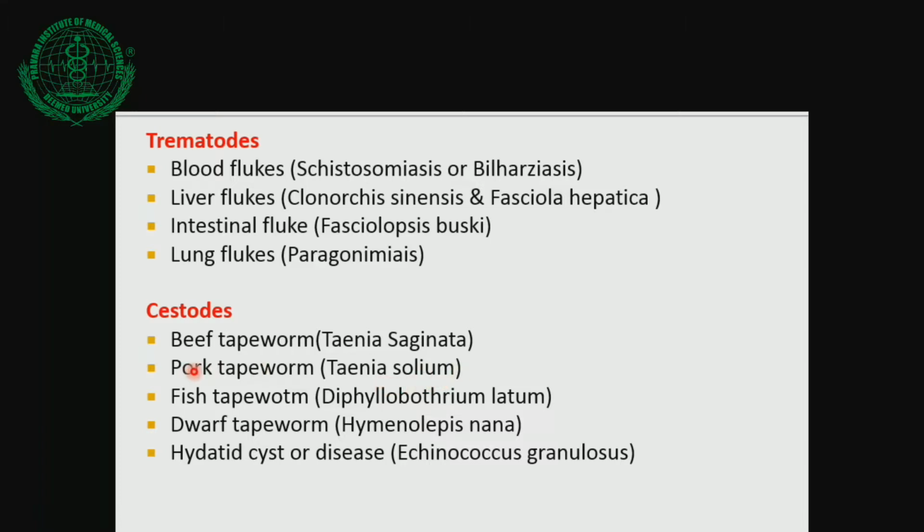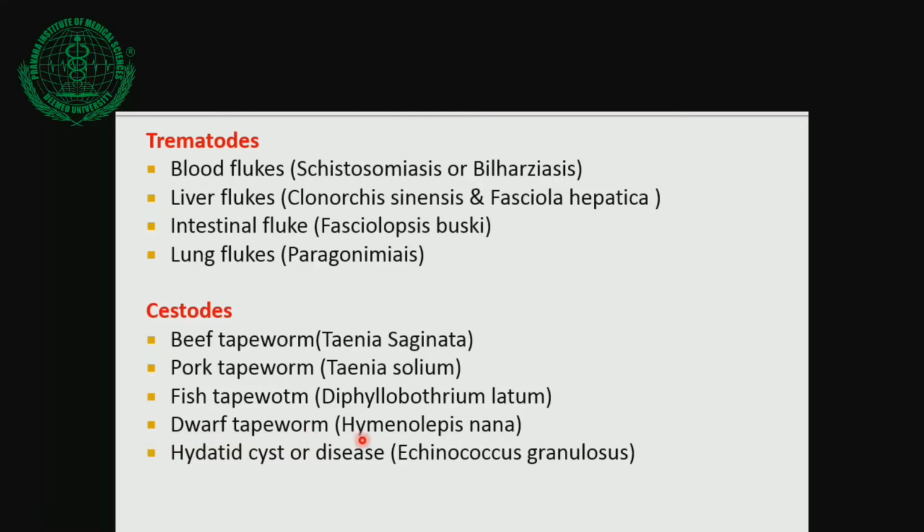Pork means सुअर, डुक्कर. So मैं इसको इस तरह से याद रखता हूँ कि Solium means अकेला, so डुक्कर अकेला आता है, इस तरह से याद रखो. तो Taenia solium means pork, Taenia saginata is a beef tapeworm. Fish tapeworm is Diphyllobothrium latum.